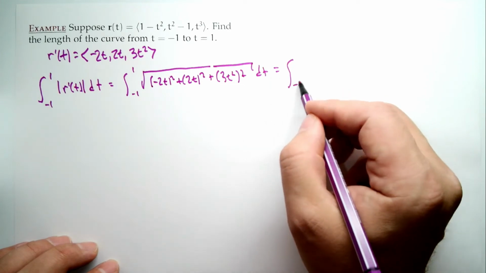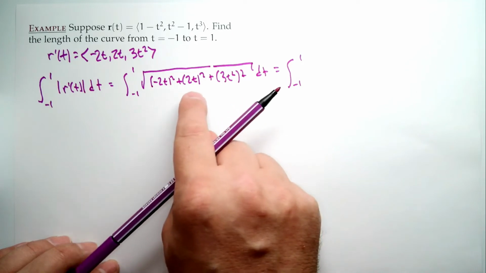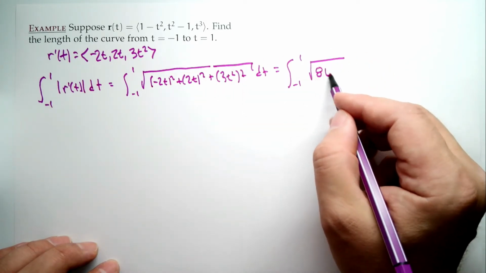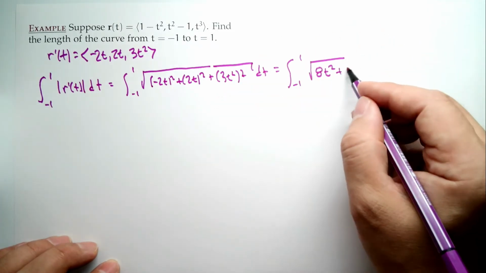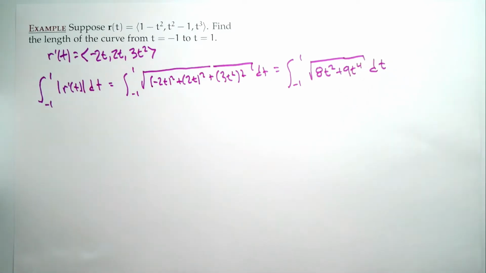And we can clean that up. That's negative 1 to 1. So you'll get a 4t squared and another 4t squared. So that will give you a grand total of 8 of your t squareds. Then you get 9 t to the 4th. All right. Good. Now, how do we integrate this?